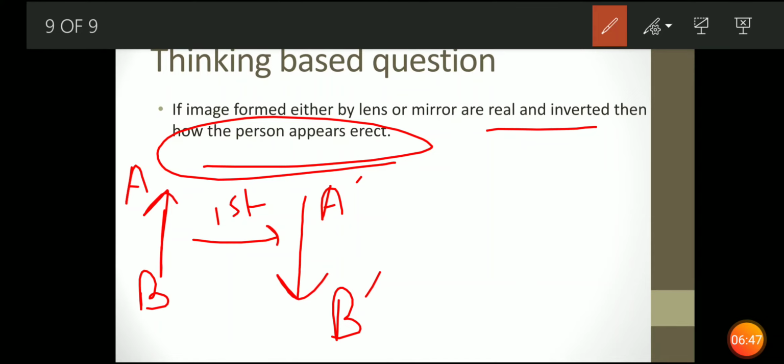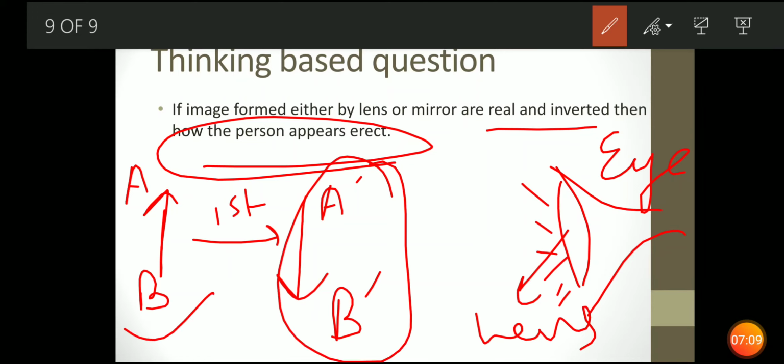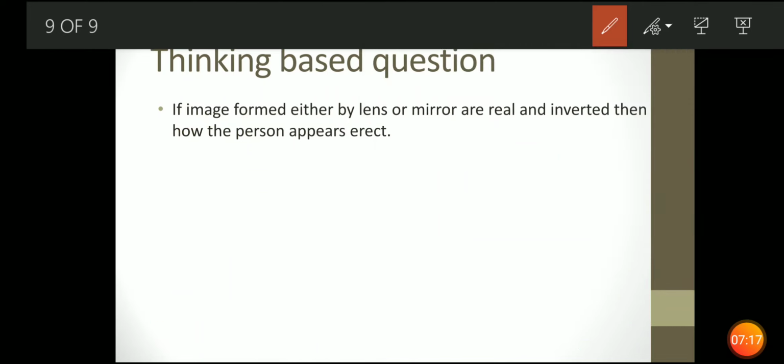Fine. Now here you have an eye. This is your eye, suppose. डायग्राम ऐसी है आई का भी. Now this is your eye. Now this is your lens. Fine. So this is an inverted image of your object. So again an inverted image will be formed. So it will appear A and B. So that means you have an erect image.